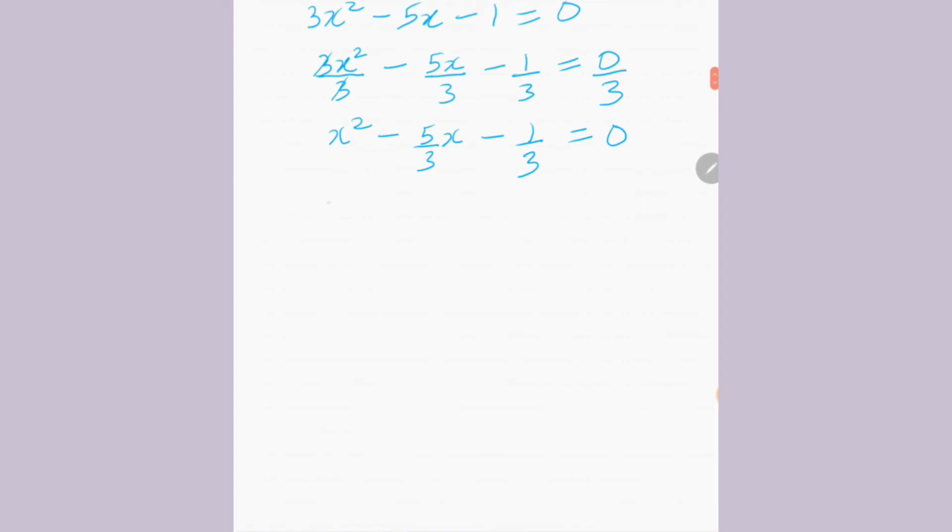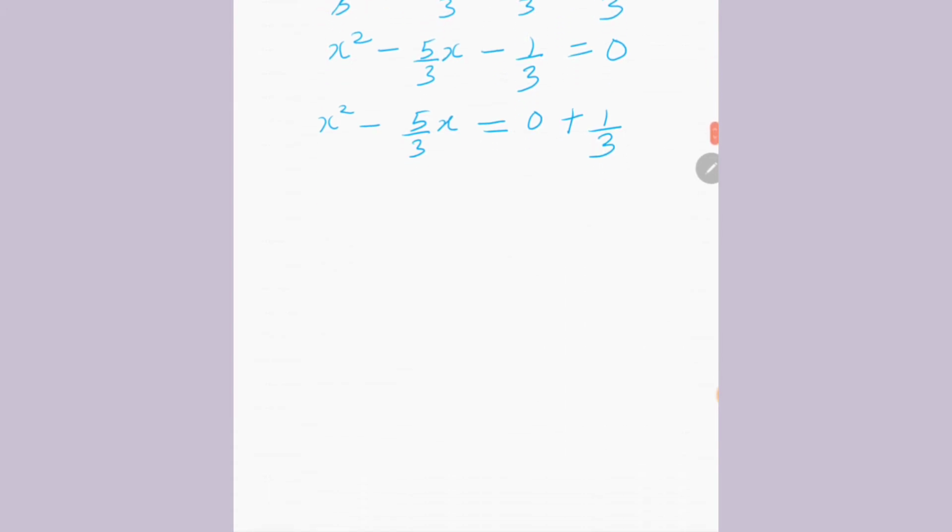Then you have x squared minus 5 over 3 x equals, if I move minus 1 over 3 to the other side of the equation, it becomes plus. So I have 0 plus 1 over 3. Then if you continue, you have x squared minus 5 over 3 x equals 1 over 3.